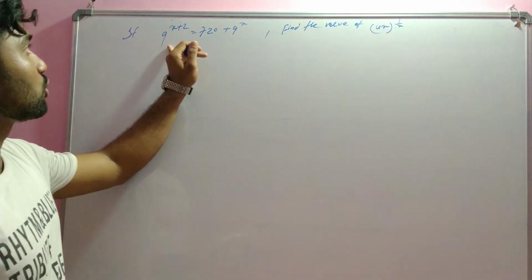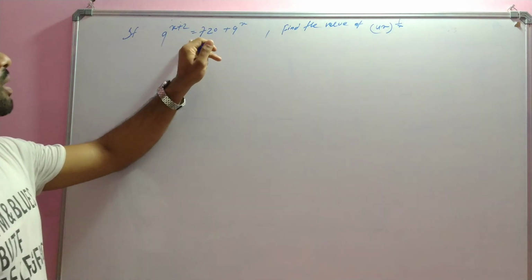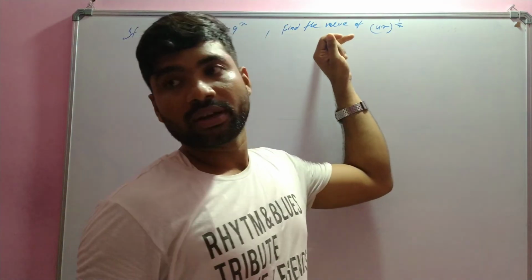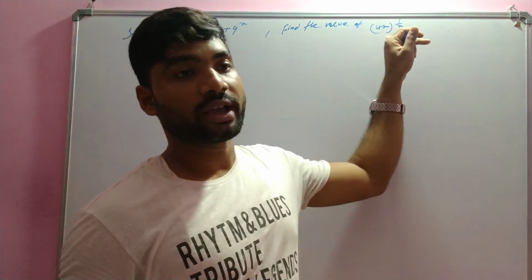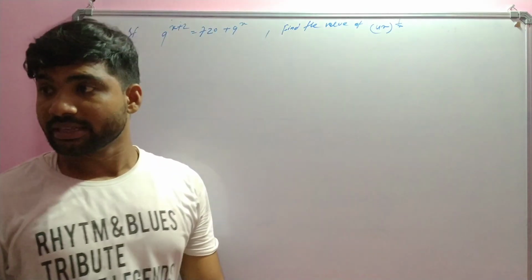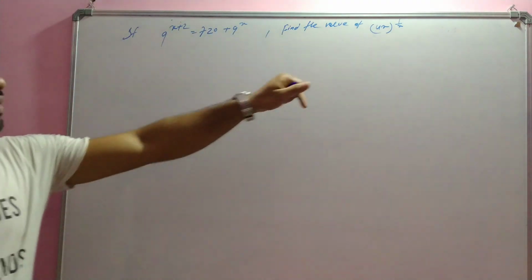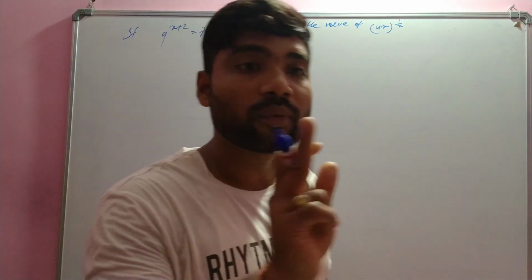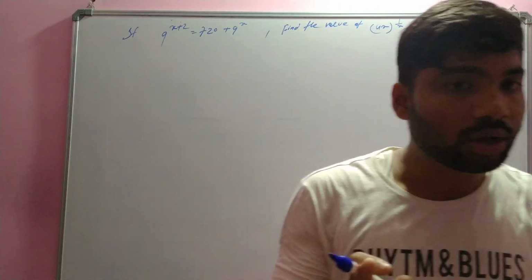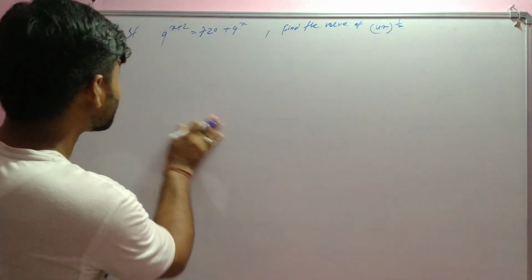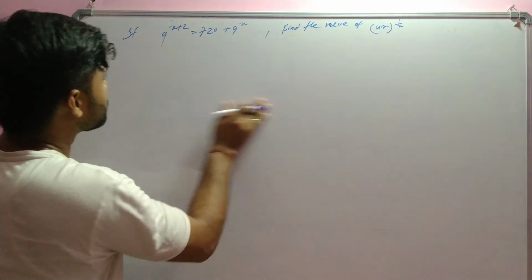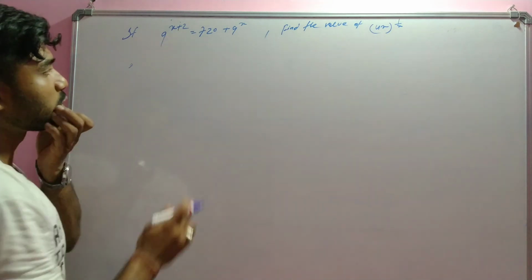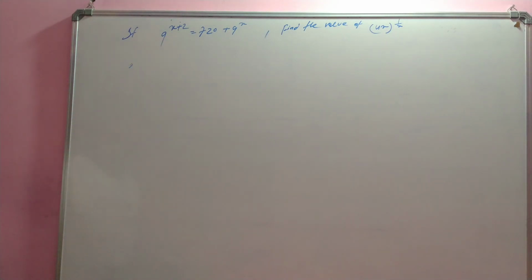If 9 to the power x plus 2 equals 720 plus 9 to the power x, find the value of 4x to the power 1 by x. Listen. When you find the value of 4x to the power 1 by x, you should know the value of x. So how can you solve it? Tell me, 9 to the power x plus 2 equals 720 plus 9 to the power x.